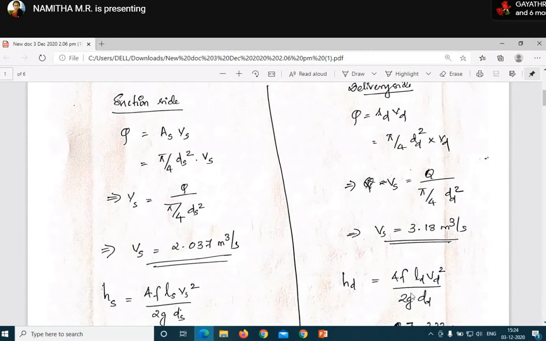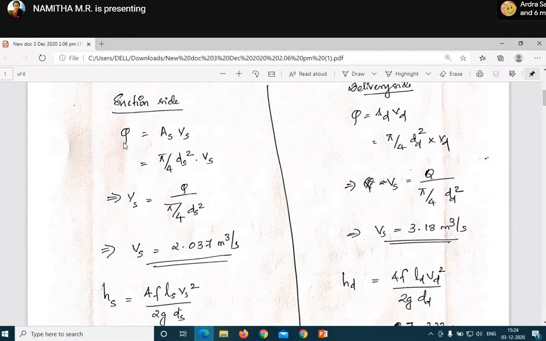All these quantities have to be known for calculating this head. We know 4F; 4F is directly given. LD, the length of the delivery pipe, and LS, the length of the suction pipe, are given. DD and DS are also given in our question. The only quantity we don't know is the velocity of flow at the delivery side as well as the velocity of flow at the suction side. So that we have to find out.